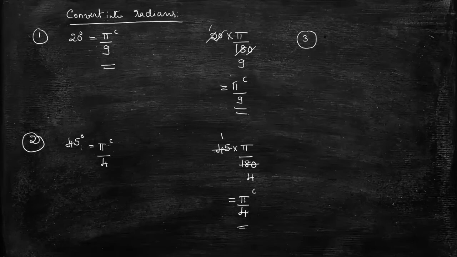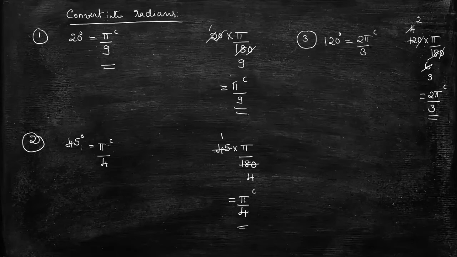Now the third one. One more angle if I consider, say 120 degrees. To convert this into radians, I should multiply by this. Simplify. 3 goes 4 times, 3 goes 6 times. 2 goes 2 times, 2 goes 3 times. So it will be 2 pi by 3. This is in radians. So 120 degrees equal to 2 pi by 3 radians.